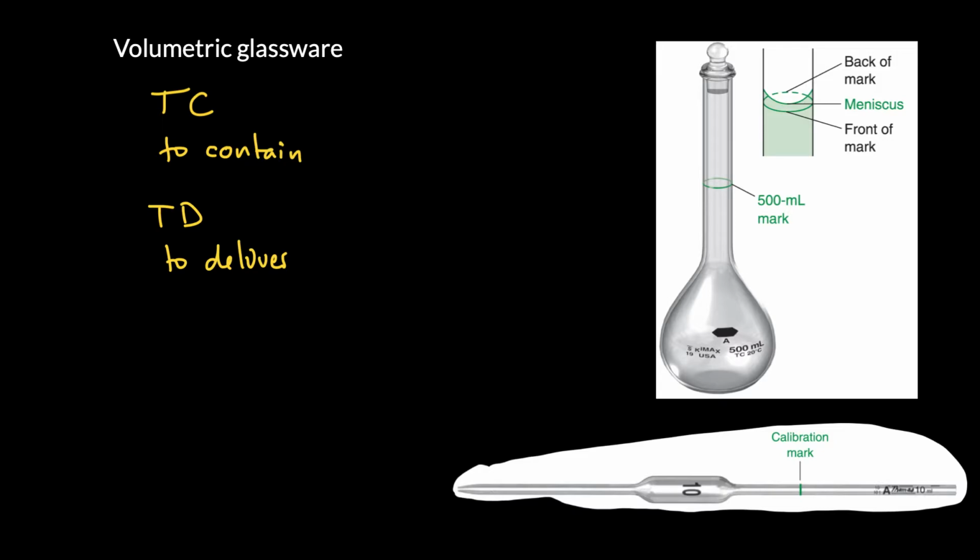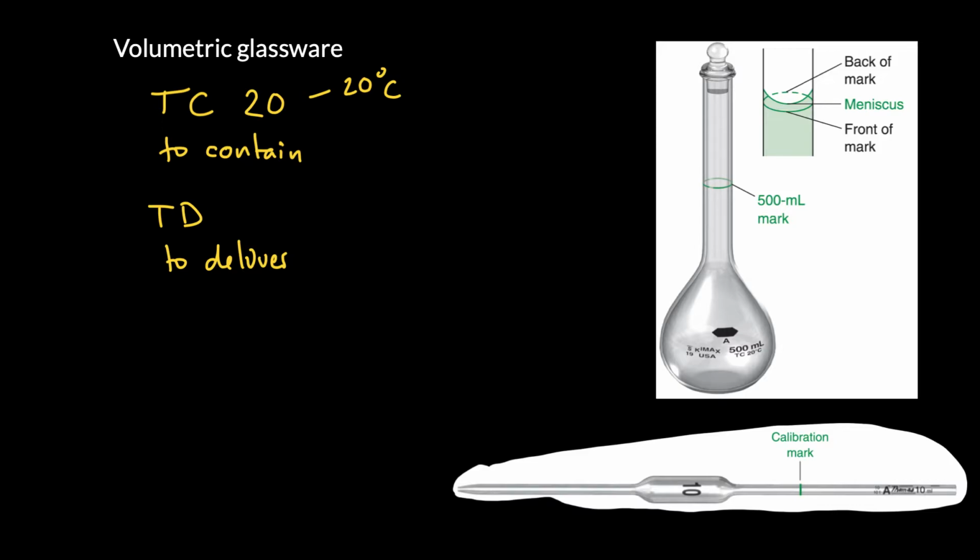If you look down here, you can see it says TC 20 degrees C, so this is calibrated to contain 500 milliliters at 20 degrees C. The 20 is important because it tells us the temperature at which the calibration is carried out. The importance of the temperature is that if you heat up the glassware, it will expand, and so the volume is no longer exactly the same as it was before.